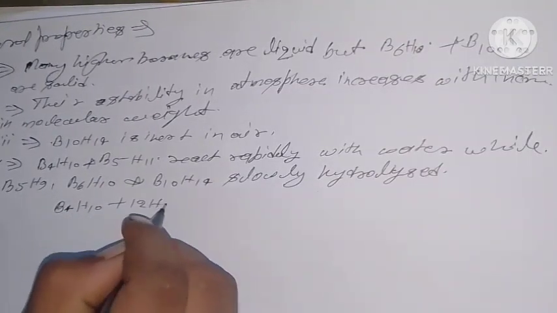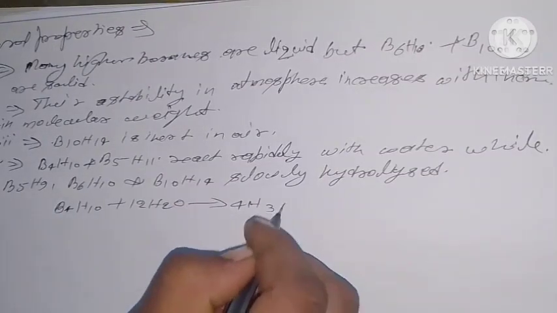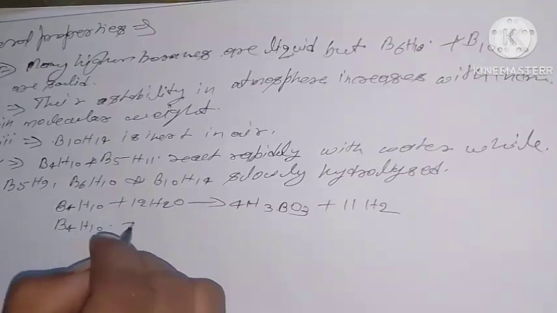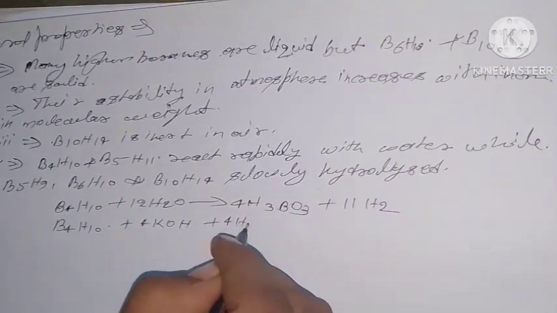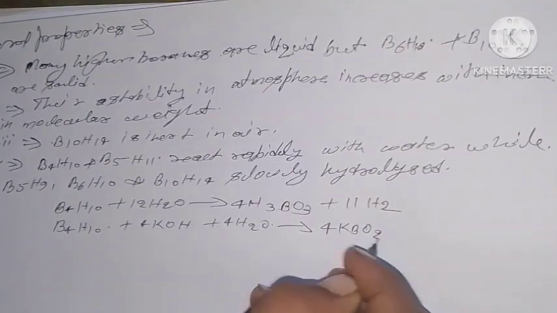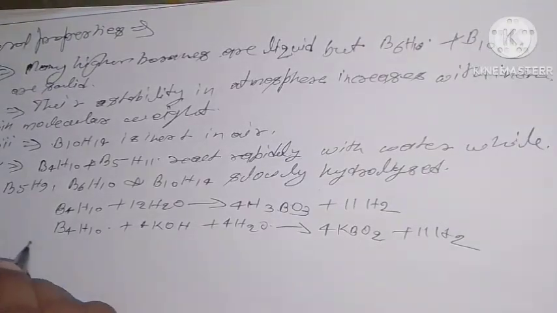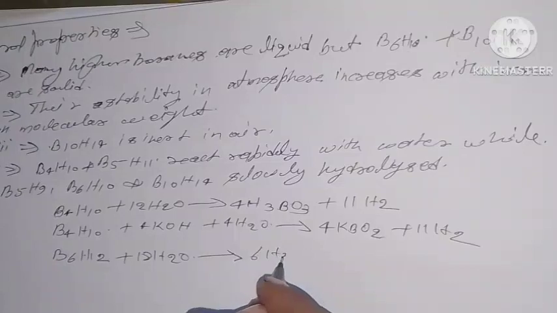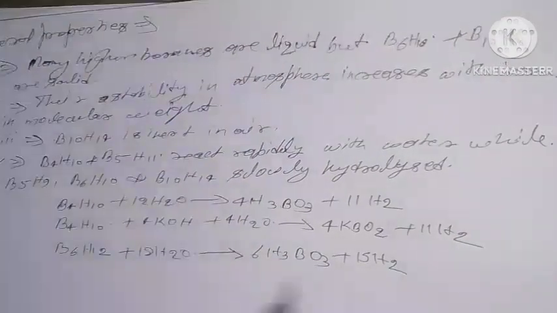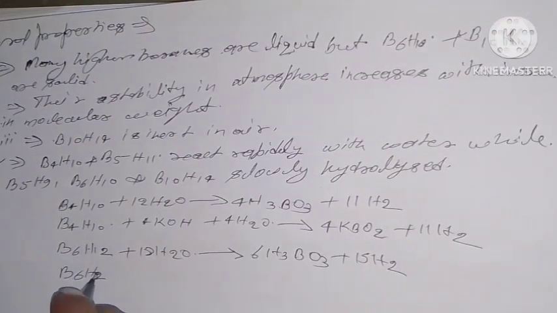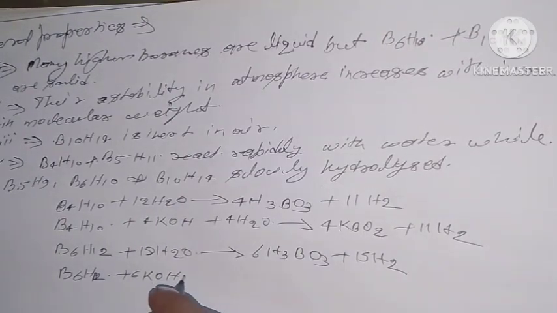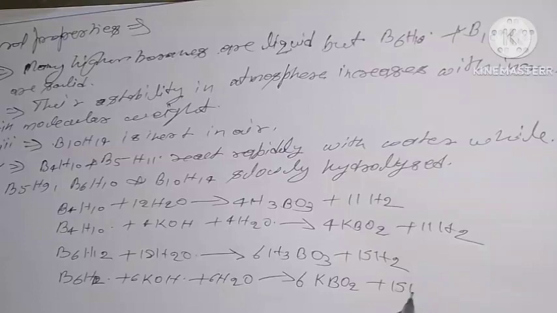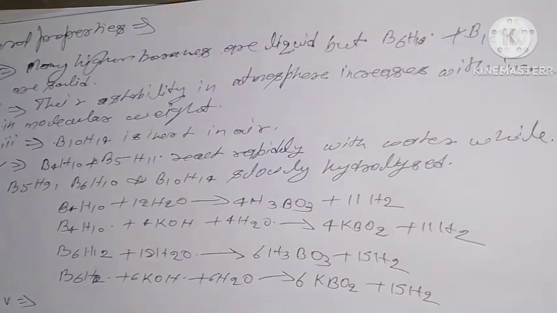Then B4H10 plus 12H2O that makes 4H3BO3 plus 11H2, and B4H10 plus 4KOH plus 4H2O that makes 4KBO2 plus 11H2, and B6H12 plus 18H2O that makes 6H3BO3 plus 15H2, and B6H12 plus 6KOH plus 6H2O that makes 6KBO2 plus 15H2. Okay.